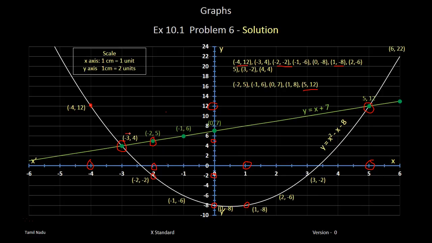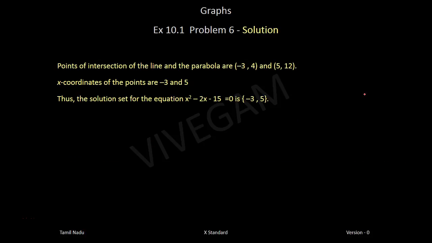And the x value of minus 3 and the x value of this intersecting point 5 is the solution for the required equation. You got it? So the points of intersection are minus 3, 4 and 5, 12. The x values of minus 3 and 5 are the solution of this equation. So solution set is minus 3, 5. Okay. So I hope it's clear.